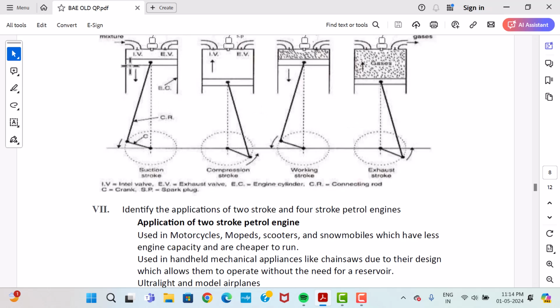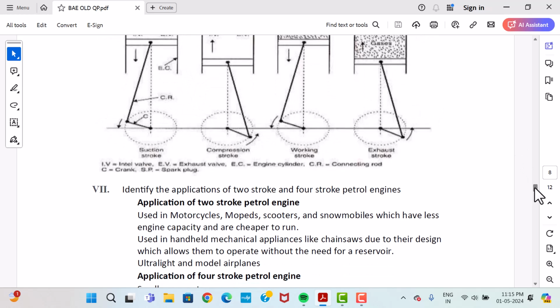So you have to remember the movement of the piston, the valve condition, the temperature and pressure, whether the spark plug is igniting or not, and the crank angle. All this you have to explain in every stroke of the engine.